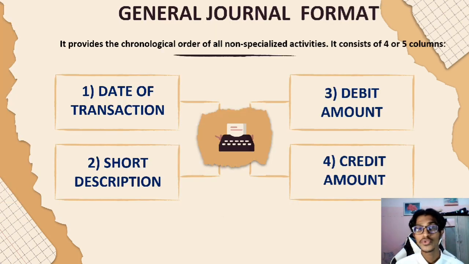Next, we move on to the general journal format. The general journal format provides the chronological order of all non-specialized activities. It consists of 4 or 5 columns. In order to write our transaction, we have to write our general journal format above, which is, first, date of transactions, second, short description, third, debit amount, and lastly, credit amount.